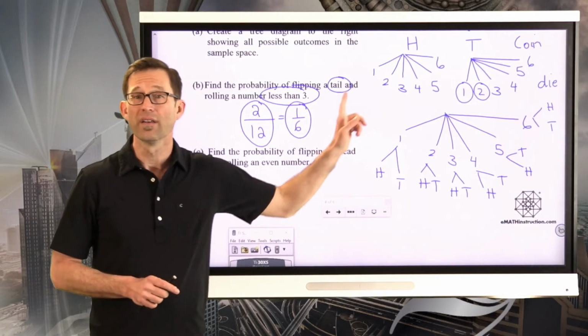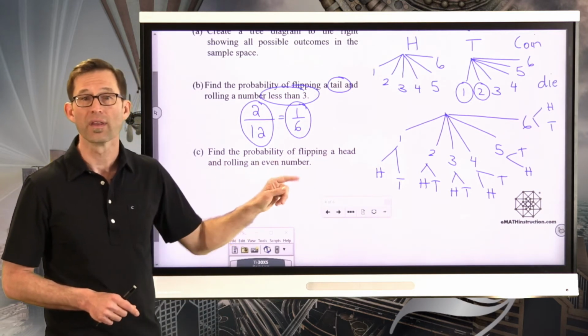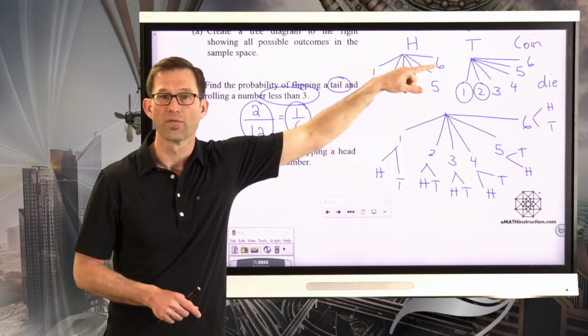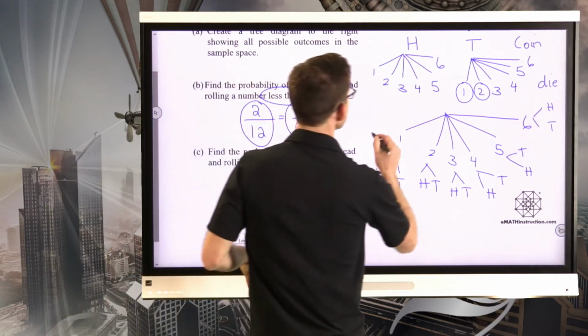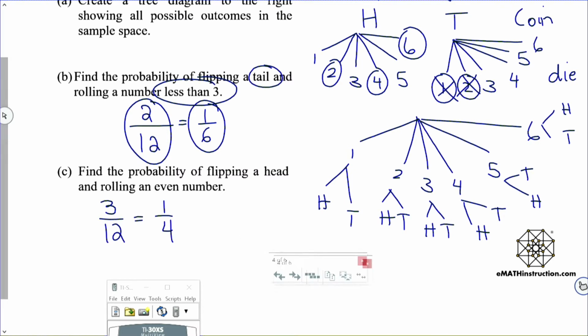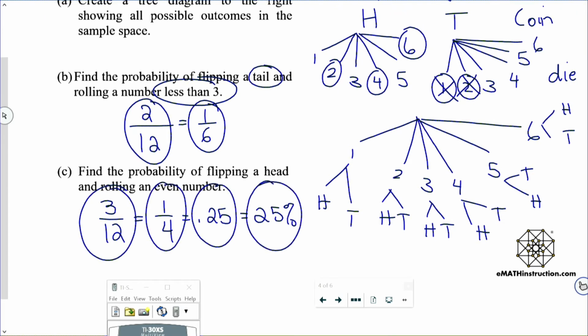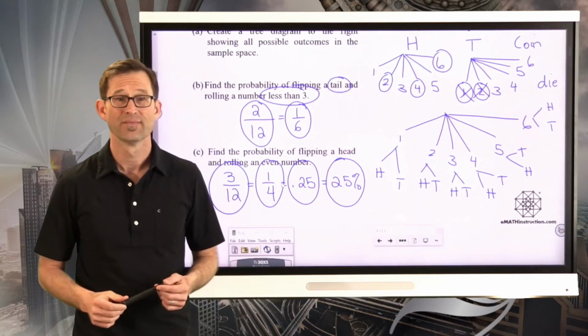All right, I still find it easier to use this one than this one. I'm looking at finding the probability of flipping a head and rolling an even number, so I'm only going to be on these branches over here. Specifically, it would just be this one, and this one, right? Not these three anymore, so let me cross those out. So that's going to be 3/12, which reduces to 1/4. That does have a nice probability, 0.25 or 25%. Again, we could certainly do the decimal and percent in letter B. It's not as nice.